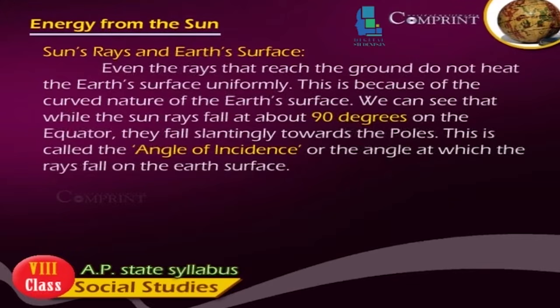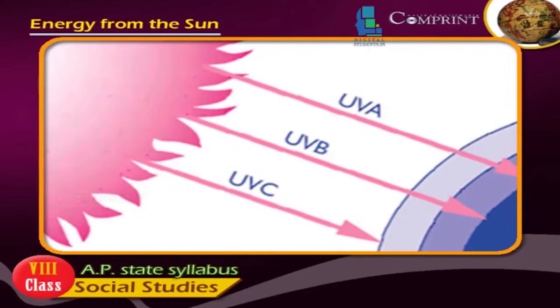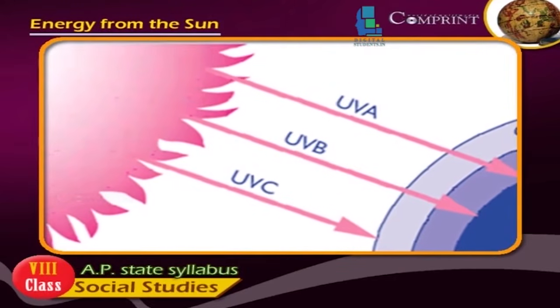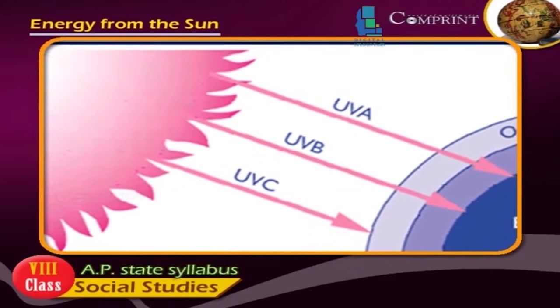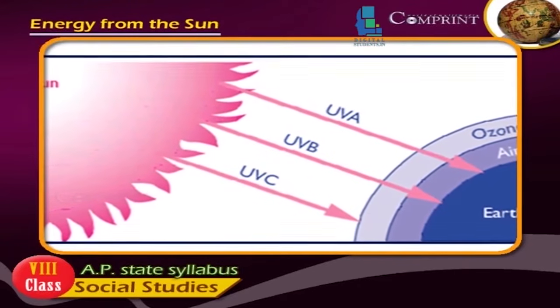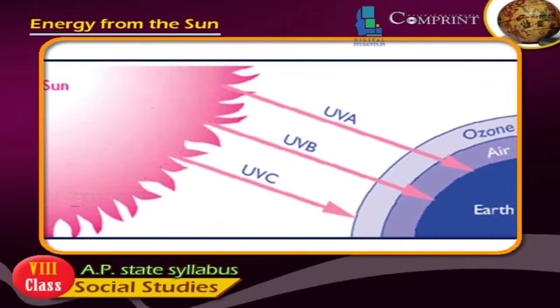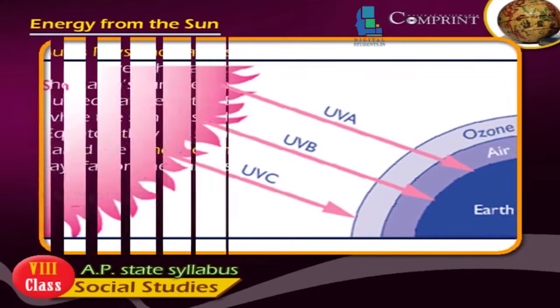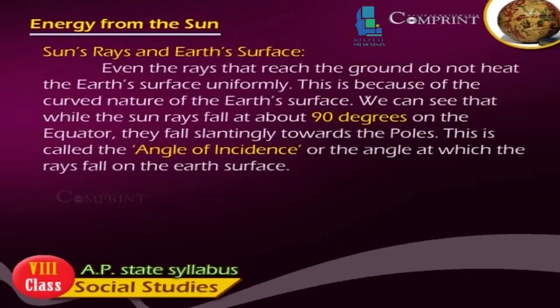Sun's rays and Earth's surface. Even the rays that reach the ground do not hit the Earth's surface uniformly. This is because of the curved nature of the Earth's surface. We can see that while the sun rays fall at about 90 degrees on the equator, they fall slantingly towards the poles. This is called the angle of incidence, or the angle at which the rays fall on the Earth's surface.